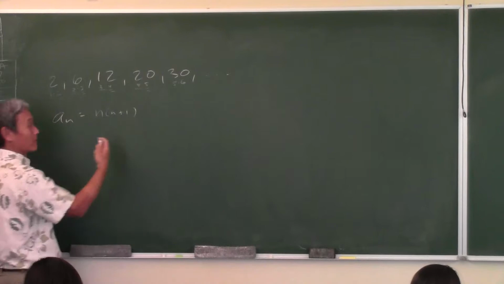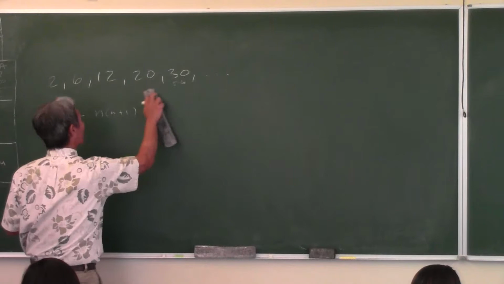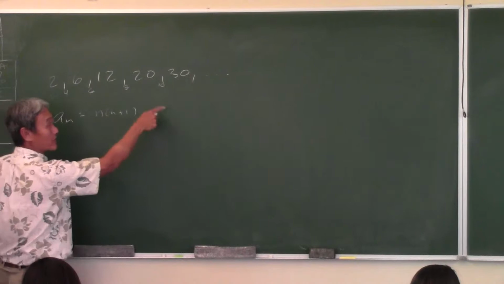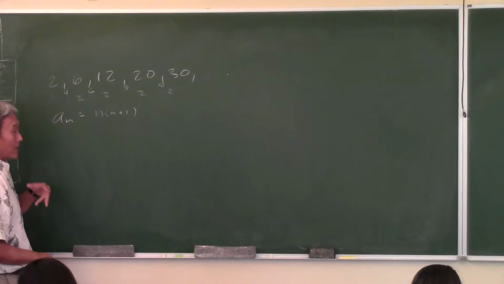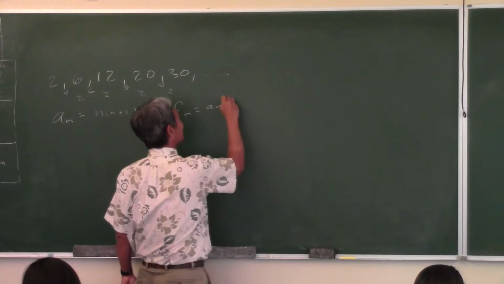But that's an easy one. Now, do you guys remember what we did last year when it's not so apparent? You look at the differences. What's the difference between them? 4, 6, 8, 10. Now, what's the difference of those differences? 2, 2, 2, 2. If it takes two levels to get down to this finite difference, then we know the formula is going to be a polynomial of degree 2. So, we know the formula is going to be like an squared plus bn plus c, right?